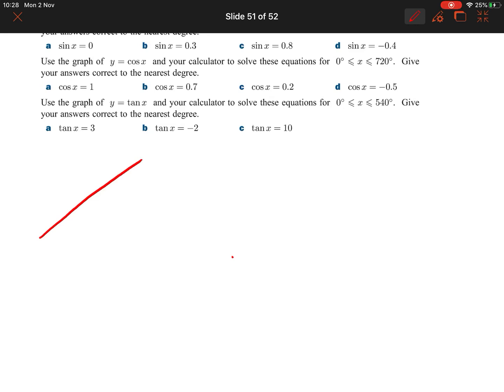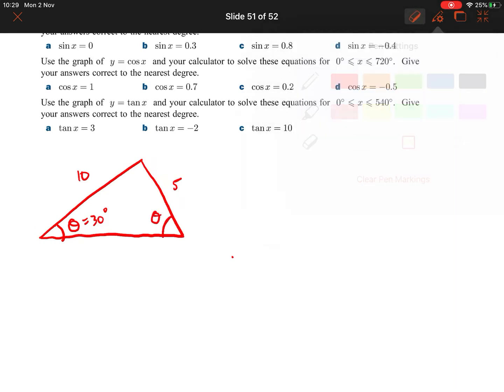Now remember, what we had was we had a triangle that looked like this. Let's say this was 10, this was, I don't know, 5, and this angle was equal to 30 degrees. What we wanted to know was what this angle is. Okay, so let's just get rid of theta from that. Remember, this was the ambiguous case, so this angle was 30 degrees. And you said, okay, we can use the sine rule.